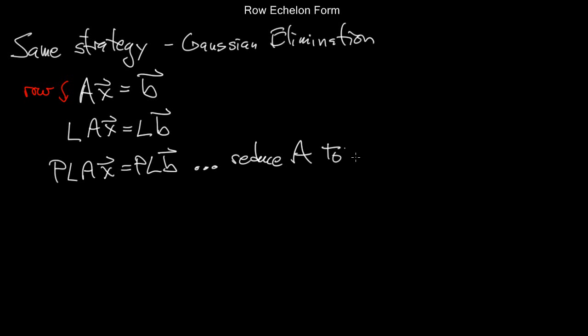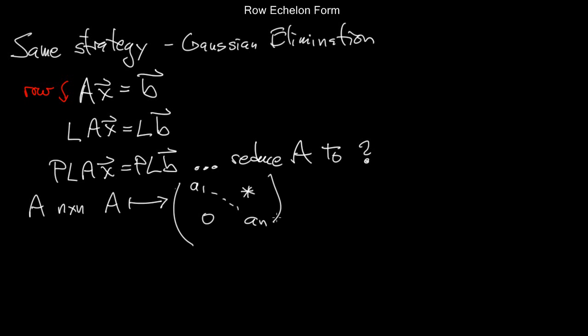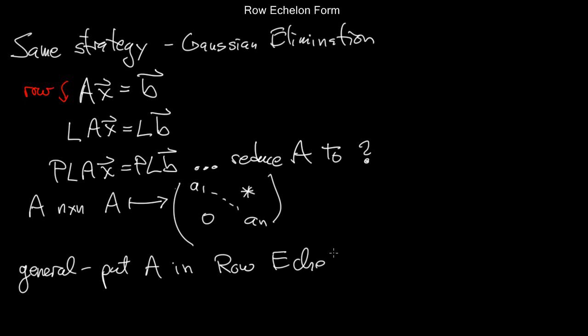Well, what form would that be? In the case of a square matrix, we were trying to make it upper triangular. Well, that doesn't quite make sense for an arbitrary size matrix. So let's think about that for a second. So this is what we tried to do in the case of a square matrix. You put it in upper triangular form. And what replaces this for a general m by n matrix is what's called row echelon form. So let's look at what that is.